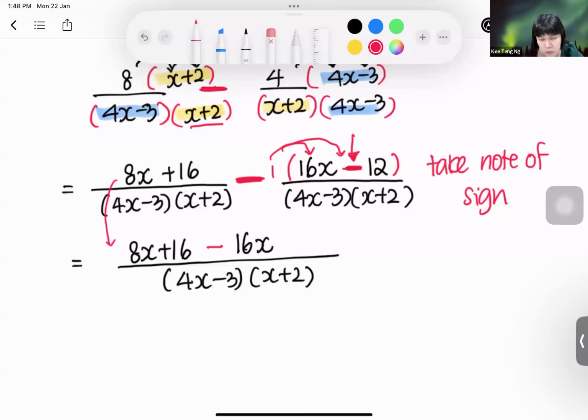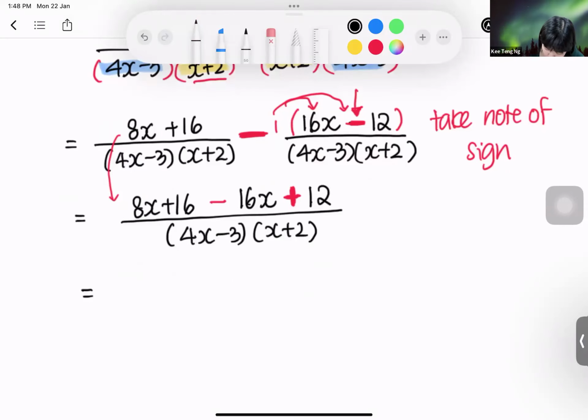Negative times negative, this one will become positive 12. Is this okay? So I only expand the numerator. Only expand the numerator. Now, let's combine our numerator. Okay, and then we're going to simplify.